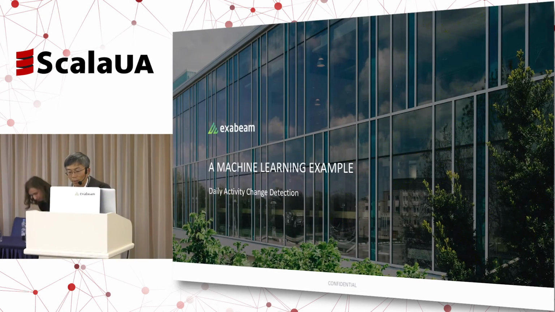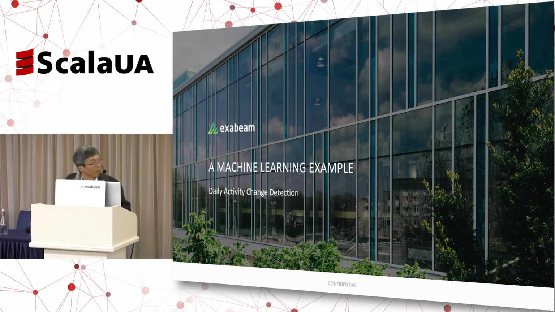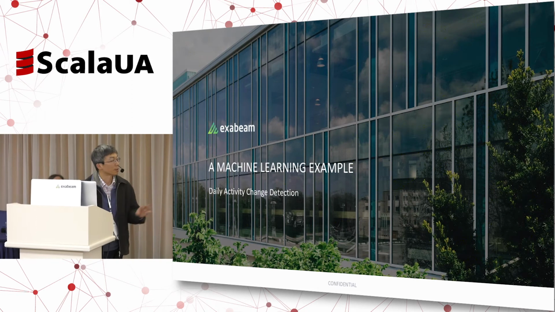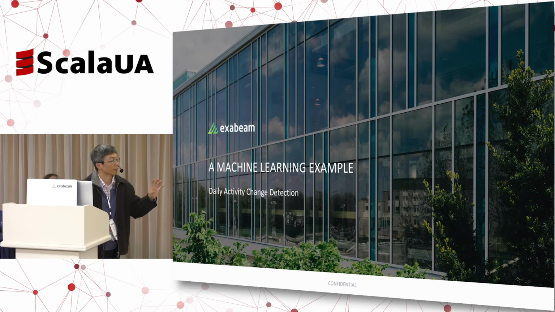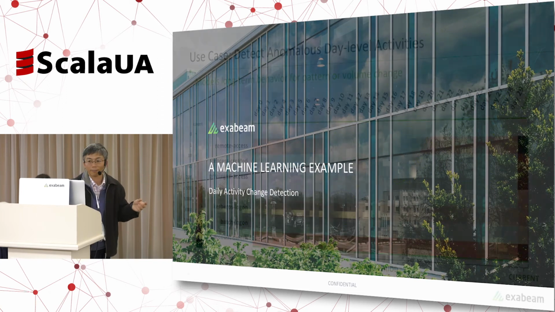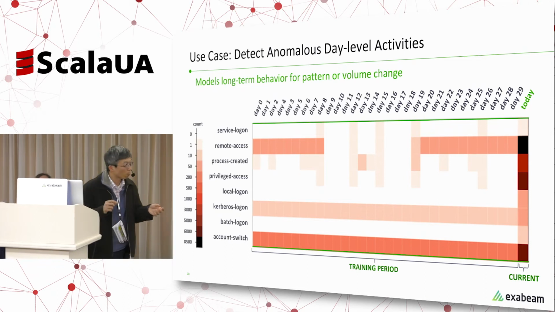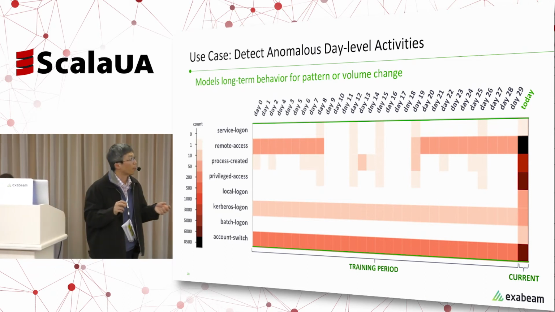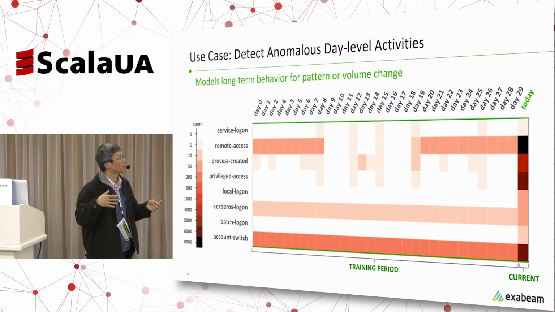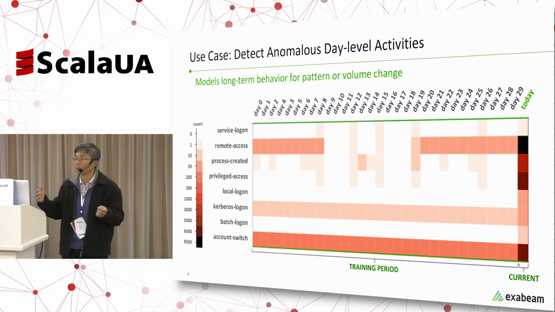So I'm going to show you an offline batch processing data science use case, or machine learning use case. And this is a good contrast to the previous anomaly detection use case that was more real time. This one is offline. What we are trying to do here is detect anomalies in day-level activities, right? And the idea is to model the long-term behavior for pattern or volume change.